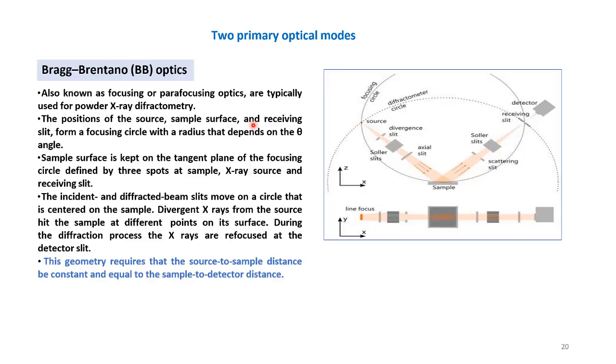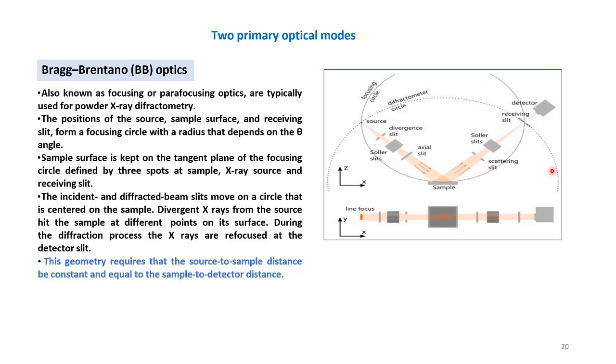Then two primary optical modes. So we have Bragg-Brentano optics, also known as focusing or parafocusing optics, which are typically used for powder X-ray diffractometry. The position of the source, sample surface, and receiving slit form a focusing circle with a radius that depends on the theta angle. Here you can see this is the diffractometer circle, this is the receiving slit, and here this is the focusing circle. So that is how the BB optics work.